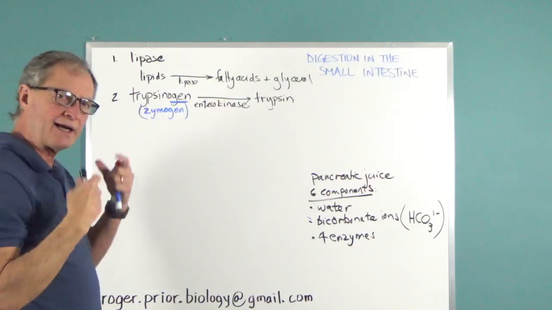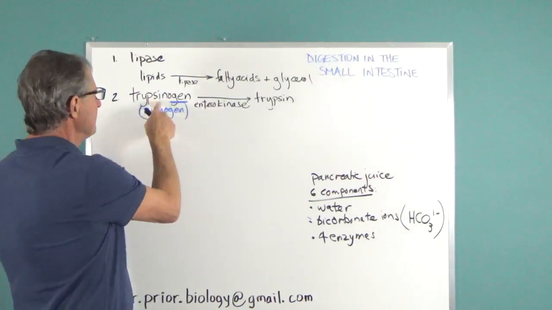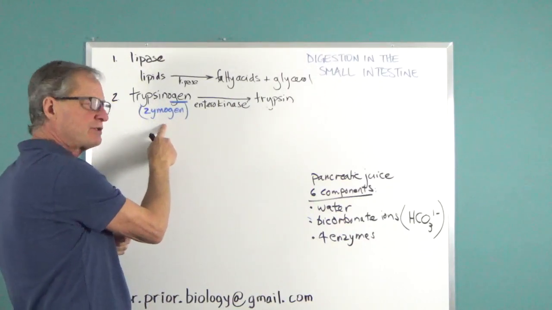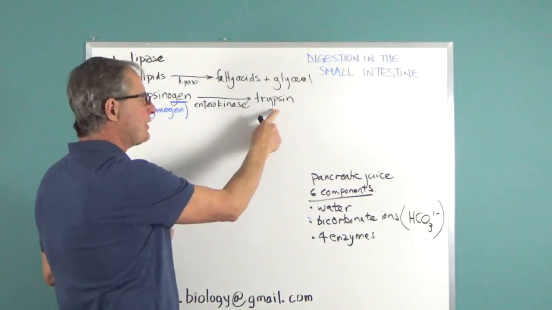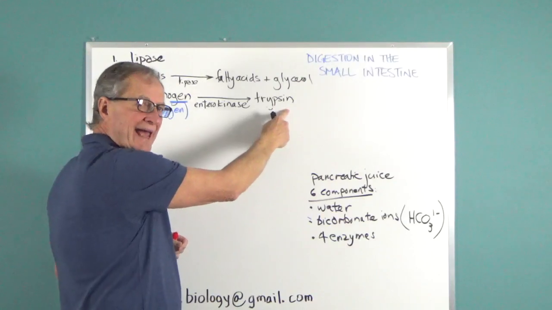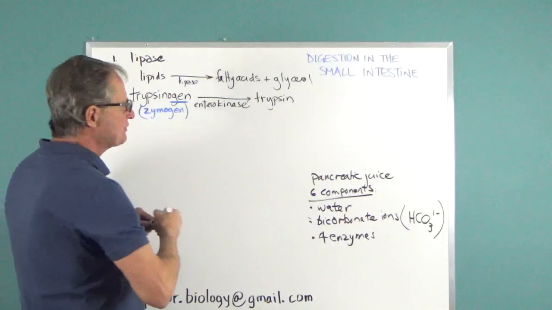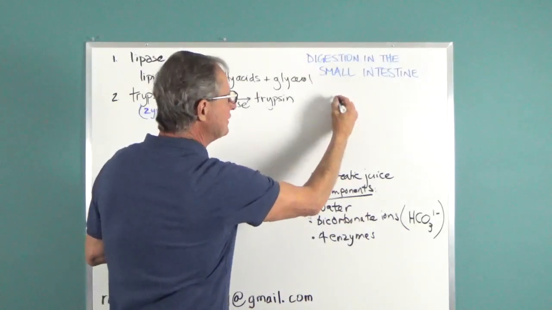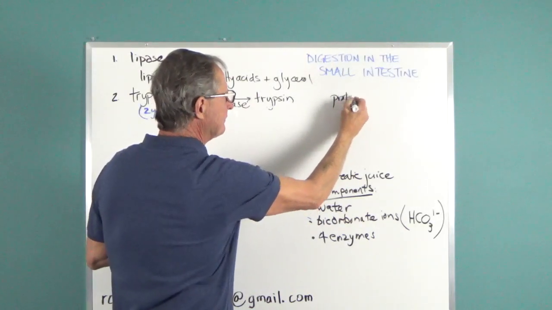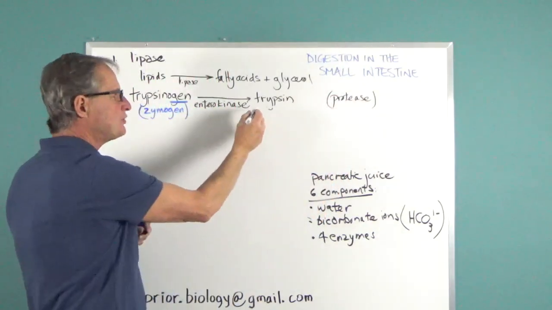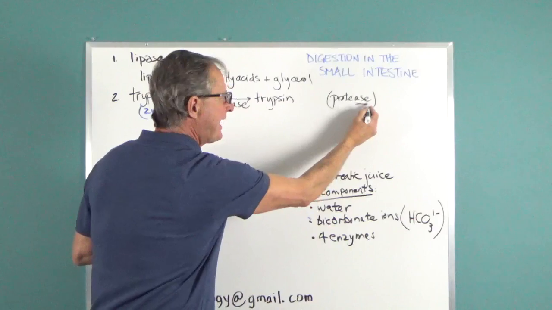Just to make a connection for you, pepsinogen and trypsinogen are both zymogens. Pepsin and trypsin both end in -in. Most enzymes end in -ase. These 2 enzymes are called protease enzymes. Pepsin and trypsin are protease enzymes. So there's the -ase ending.